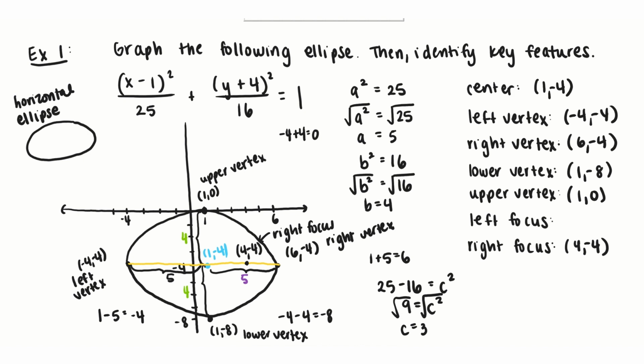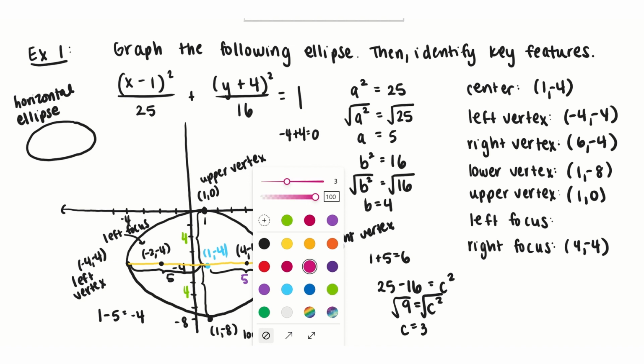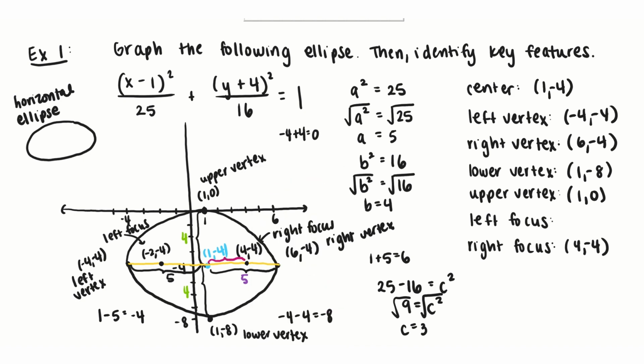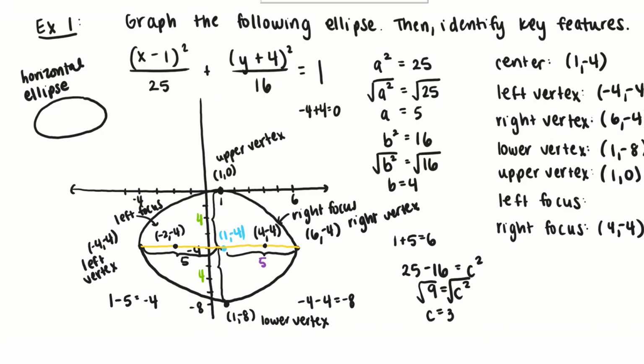Now I'm also going to subtract 3, or in other words, move 3 to the left from the center. So 1, 2, 3. Then I get -2, -4, and that will be my left focus. So as we can see here, the distance between the center to the focus is 3 units. So my left focus is -2, -4.